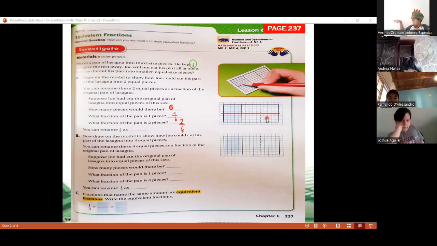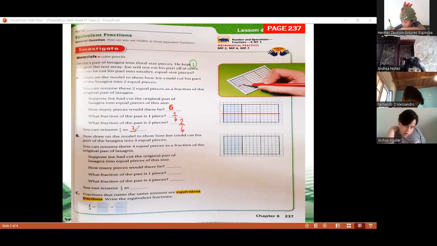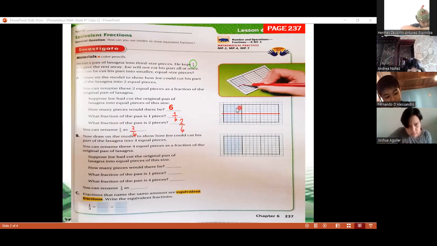Now, I finished. You can rename 1 out of 3, that was our original fraction, as 2 out of 6. Let's write it down here, 2 out of 6 also, because that is the new fraction that we have. So if you say 1 out of 3 is equivalent to 2 out of 6, you see, 1, 2, and 3. So 1 out of 3 is the same as 2 out of 6.